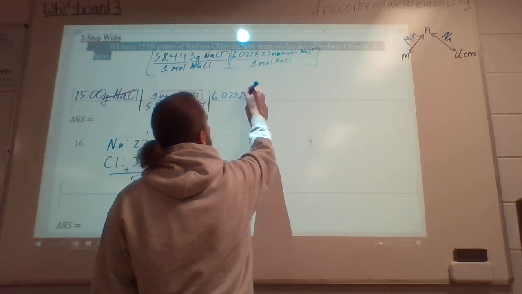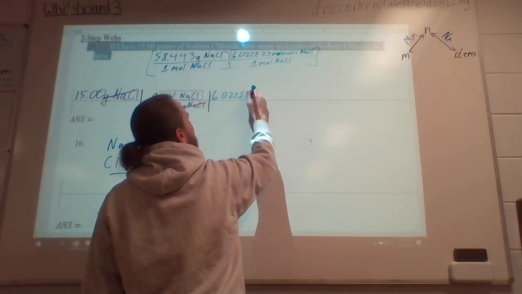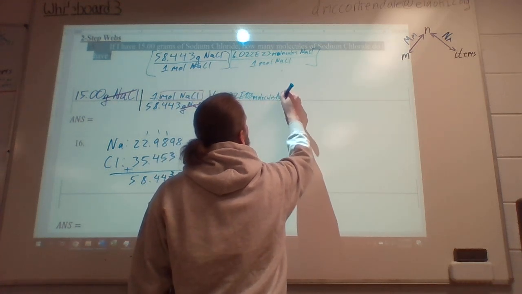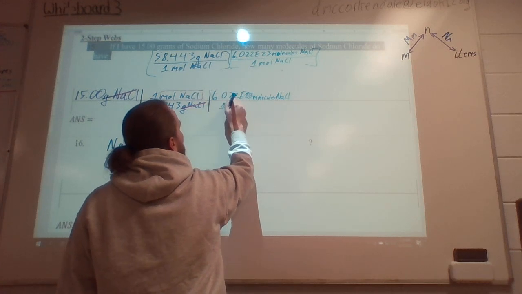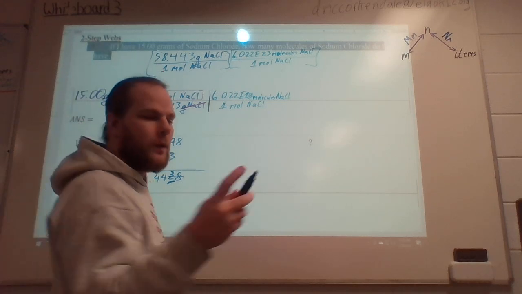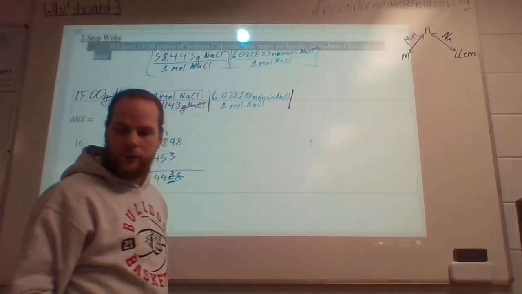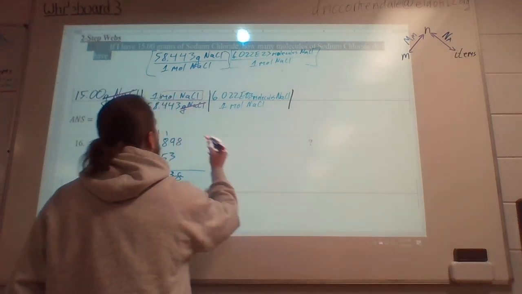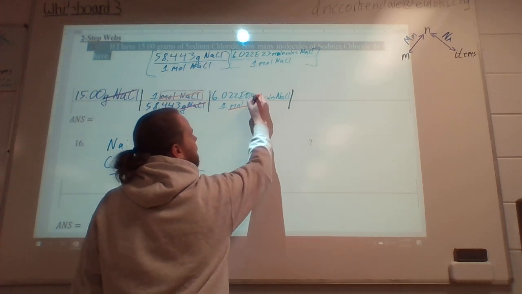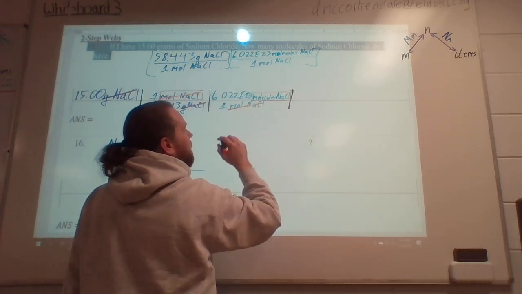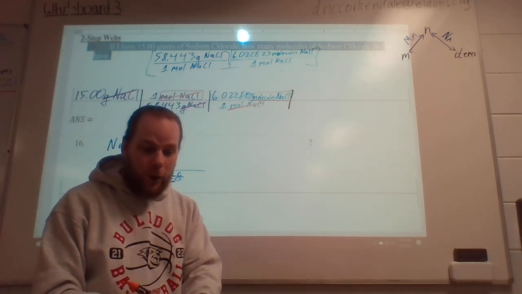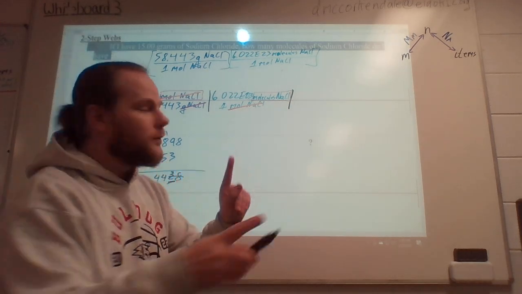6.022 E20, that's a 6. I want 23. Molecules NaCl per 1 mole NaCl. And now the moles of NaCl cancel, and that leaves us with molecules of NaCl, which is what we actually want from this problem. So now we are ready to actually solve this.